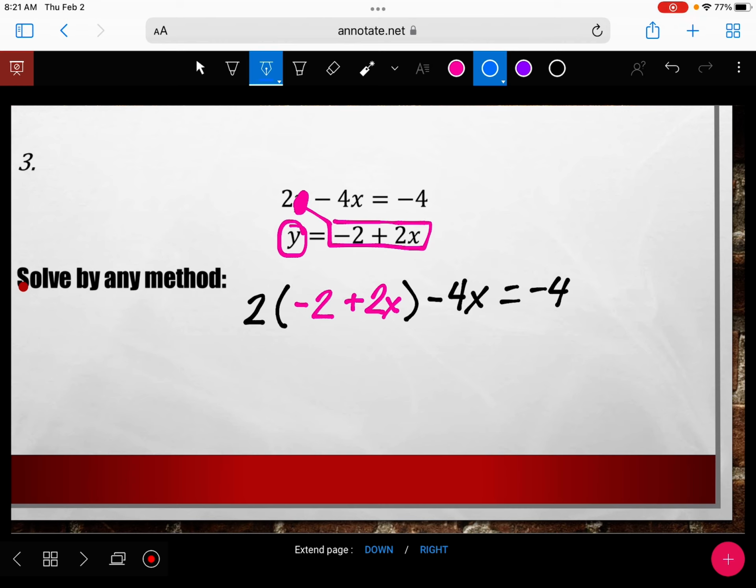Now what am I going to do? Distribute. We got 2 times negative 2, which gives us negative 4. We've got 2 times 2x, which gives us 4x. Bring down our minus 4x equals negative 4. Now what?